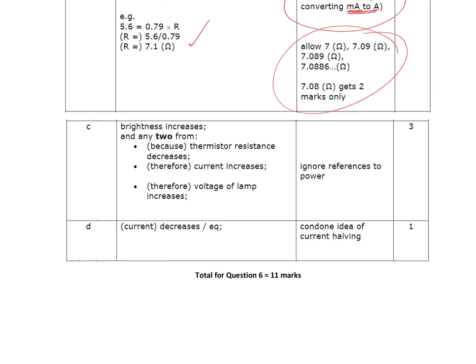Okay, the brightness increases, as we said it would, because the thermistor resistance decreases and therefore the current increases. We got all of those. And the voltage of the lamp, we could talk about it in terms of voltage of the lamp. So that's one we missed out, but one that would be credited. And indeed, the current decreases for an equivalent reason to any of the above.